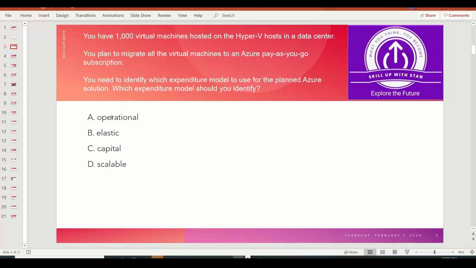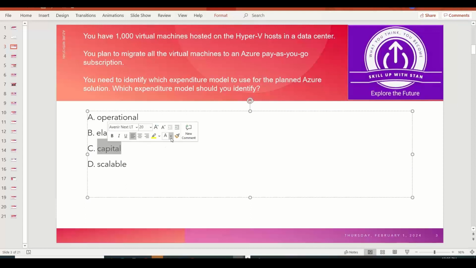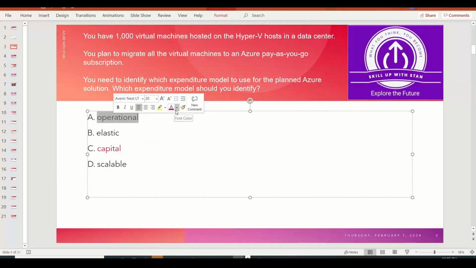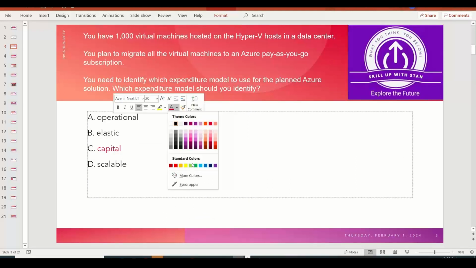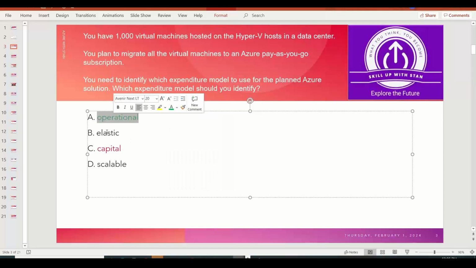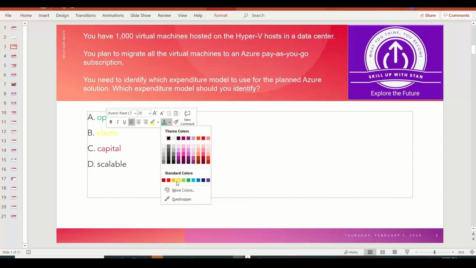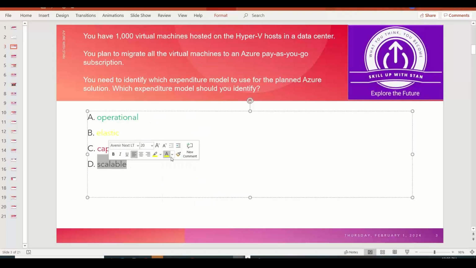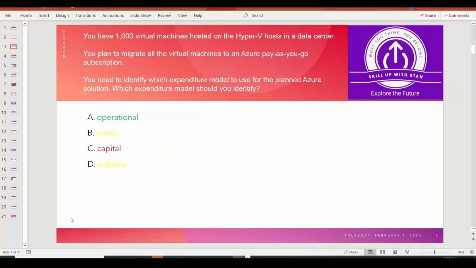There are only two models, right? Operational expenditure and capital expenditure. Capital is upfront investment, which is what we generally do on-premises, so this is not the right answer. The right answer is the operational expenditure model. That is the model that we will have in Azure, where you pay based on the consumption. The other two options are related to cloud features, elasticity and scalability. They are all features or characteristics of the cloud, not the expenditure model. So the right answer is the operational expenditure model.